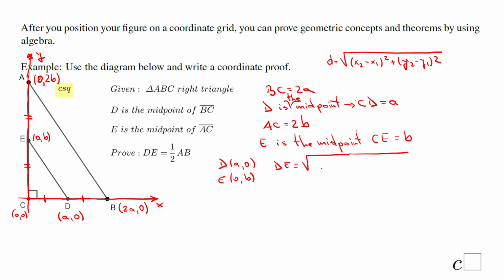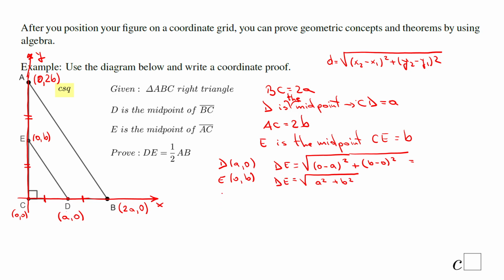x2 minus x1, 0 minus A, for example, if we consider point E the second point, plus y2 minus y1, B minus 0, right, squared. So we get here the square root of 0 minus A, which is negative A, squared is A squared, plus B squared. That is how long DE is.